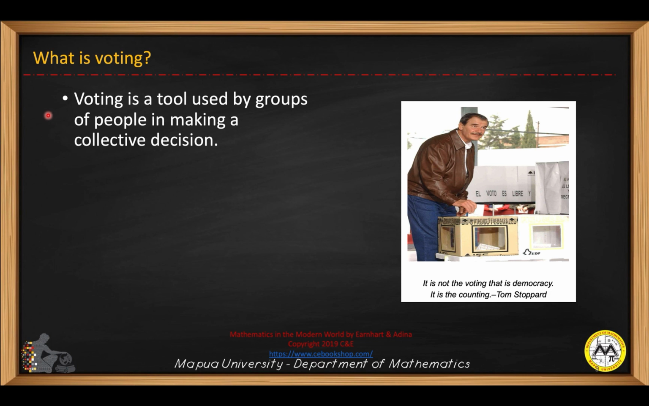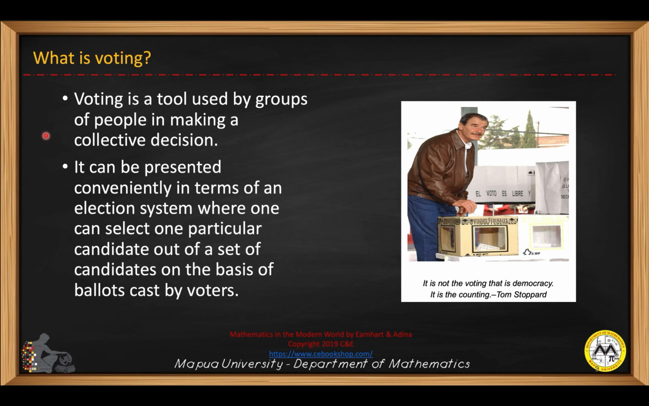Voting is a tool used by groups of people making a collective decision. It can be presented conveniently in terms of an election system where one can select one particular candidate out of a set of candidates on the basis of ballots cast by voters.